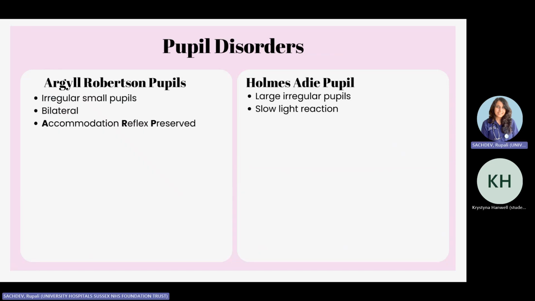Pupil disorders. Argyll-Robertson pupils are small irregular pupils, and these are bilateral changes. So the mnemonic to remember this is that the accommodation reflex is preserved in Argyll-Robertson pupils, whereas compared to Holmes-Adie pupils, these are large irregular pupils and they have a slow light reaction.